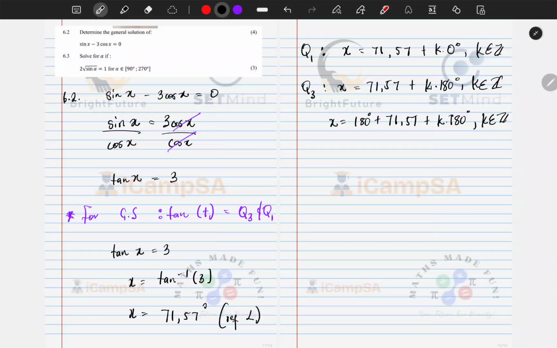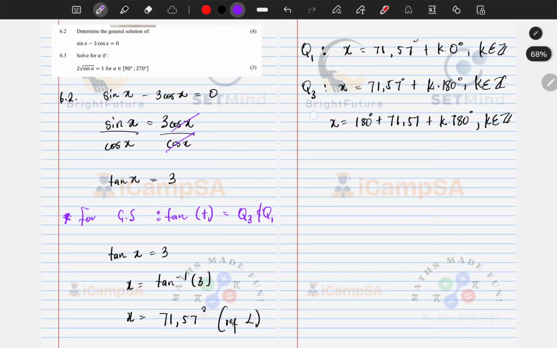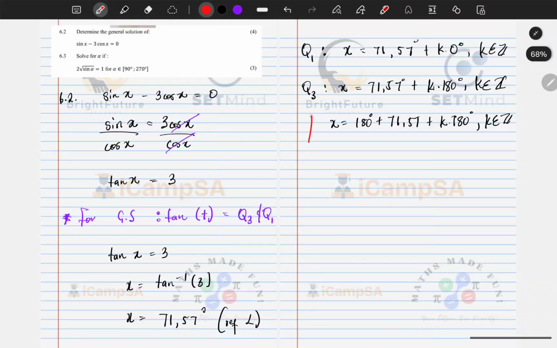So either of these solutions will be able to give you full marks, right? Must not forget degrees. It's only 4 marks, right? So now let's look at our 6.3.